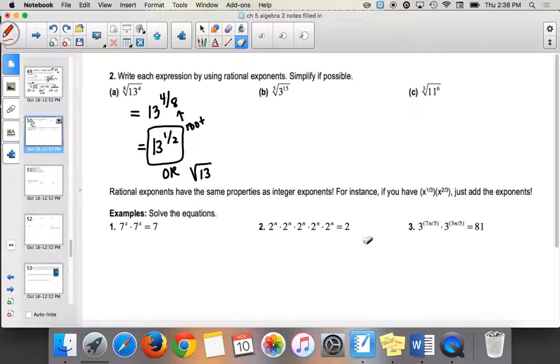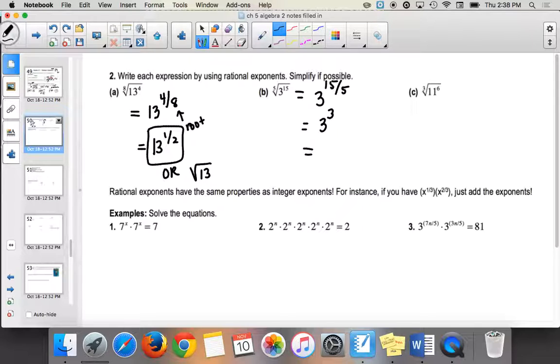So if I have 3 to the 15th under a fifth root, this is going to be 3 to the power on top, root on bottom, so 15 over 5. So it's going to be 3 to the 3. And do you guys know what 3 to the 3rd is? 27, exactly. So can you imagine doing that the long way and finding 3 to the 15th and then finding the cube root of that? That would take a really long time. It's nice to know these tricks.